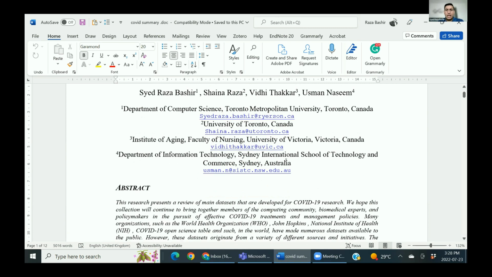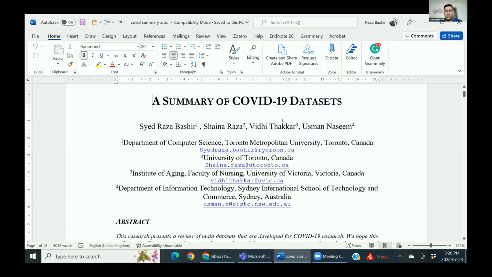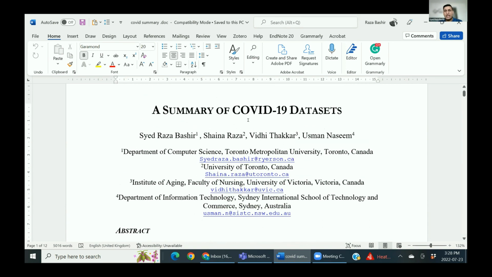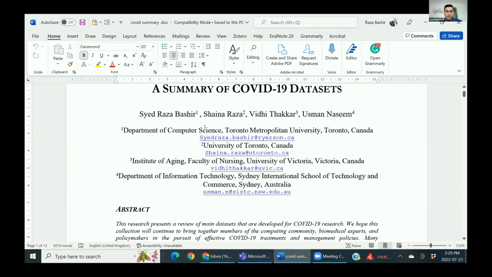We collaborated with Usman and Vidhi to look into this because we are doing research on datasets, especially about COVID-19 and different techniques. We have other papers on COVID-19 too, on how to track and find the patients and other things. Working on that, we came up with the idea to create our own dataset, which is why we put this paper up.